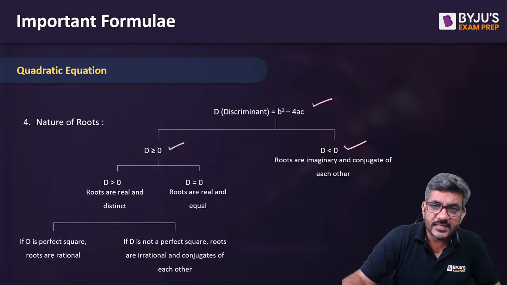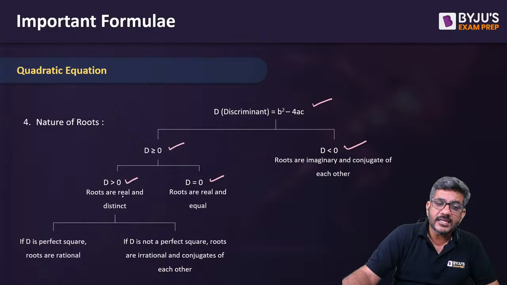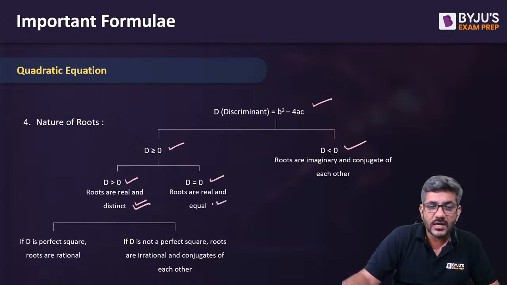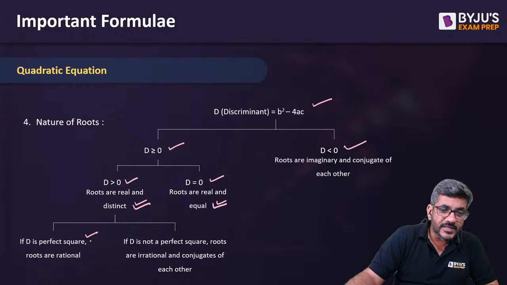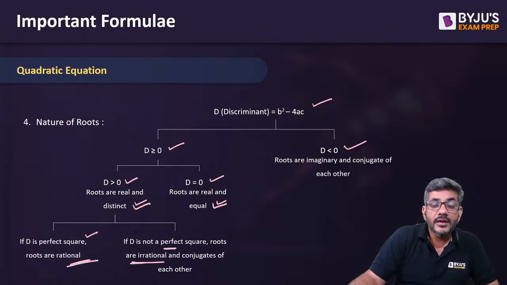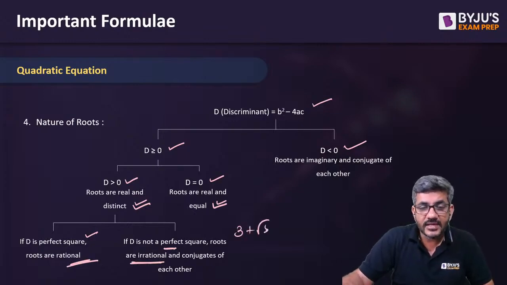If d is greater than or equal to 0, there are two cases. If it is greater than 0, the roots are real and distinct. If it is equal to 0, the roots are real and equal. And once again, if it is greater than 0, again two cases. If it's a perfect square, roots are rational. If it's a non-perfect square, the roots are irrational and again conjugate of each other. That means if one is 3 plus root 5, the other would be 3 minus root 5.